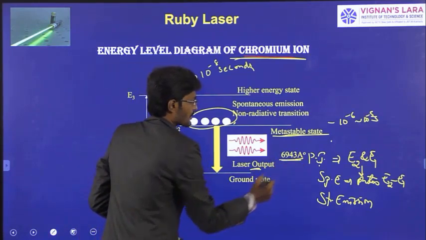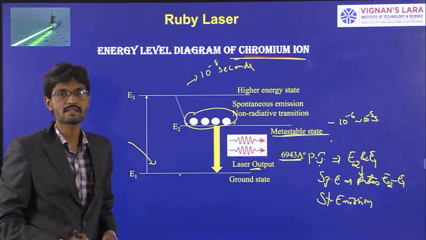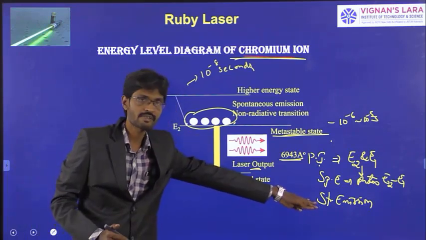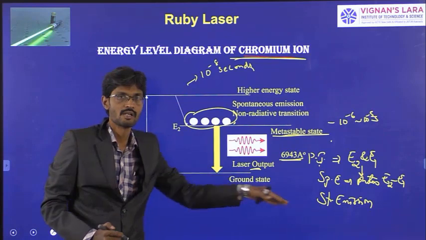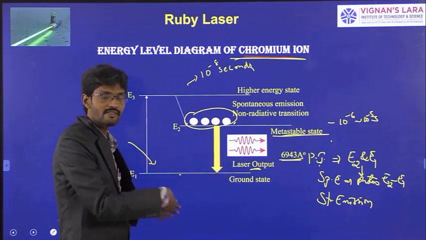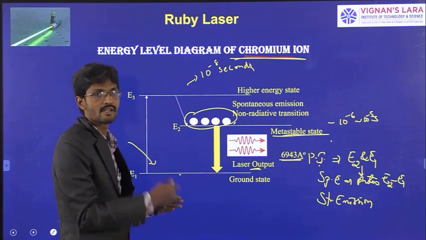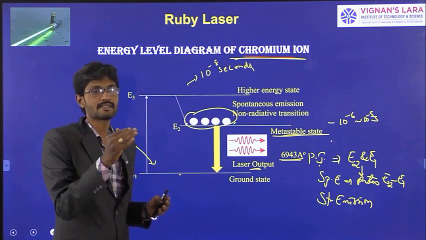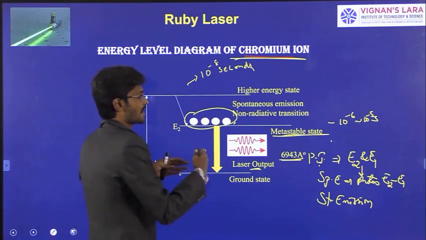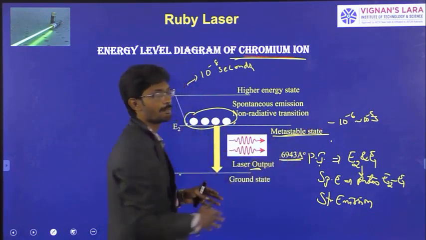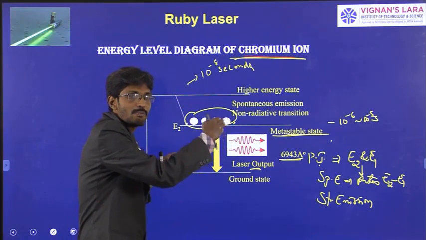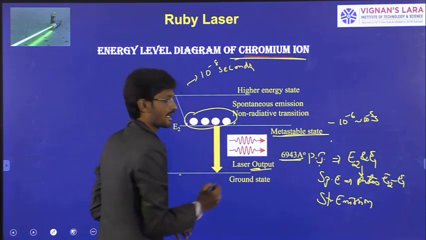So we get a laser of wavelength 6943 angstroms. After a certain time the stimulated emission continually increases and the photon density increases. As photon density increases, the intensity of light also increases. Once the required intensity is achieved, some part of the laser is allowed to pass through the partially reflecting mirror, and therefore we get the laser as output.